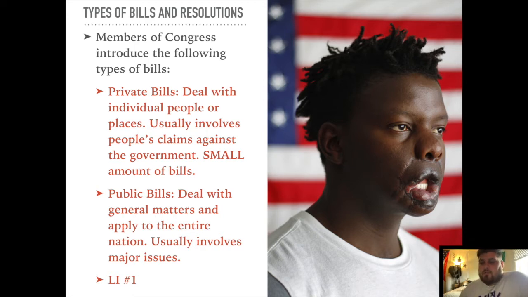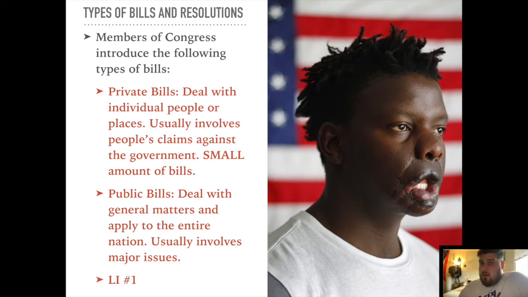Members of Congress introduce the following types of bills. Number 1 is a private bill. It deals with individual people or places, usually involves people's claims against government, and is a small amount of bills. Private bills are typically super small and have to deal with an actual individual, not everybody in the United States. So the bill wouldn't necessarily apply to everybody.